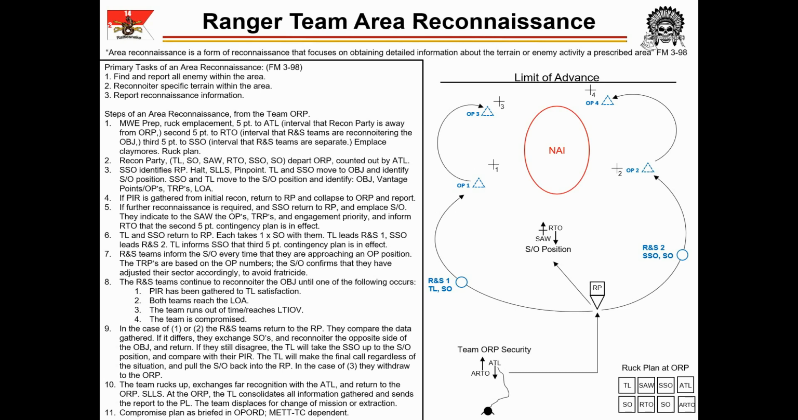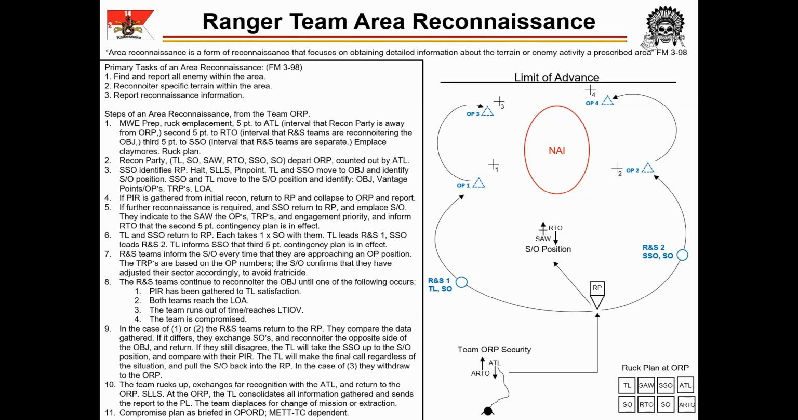The recon party moves towards the objective in file. Once the SSO identifies the release point, he halts. The recon party then conducts SEALs and then pinpoints. The team leader confirms that the release point meets his criteria, that is, that the release point has all the characteristics of an ORP and can be easily located at night. Once the release point is occupied, the team leader and SSO move towards the objective and identify and confirm that this is the correct objective.